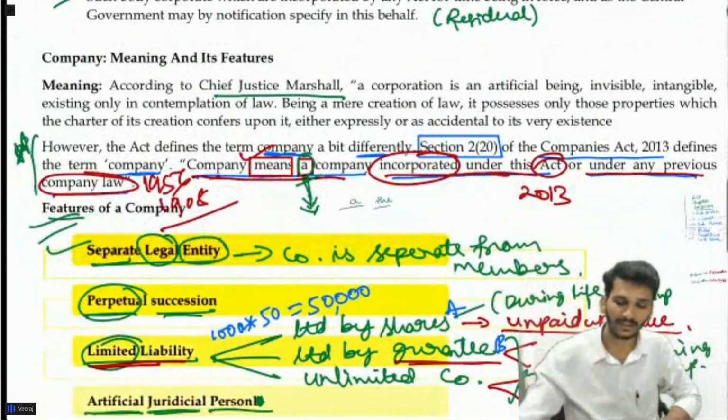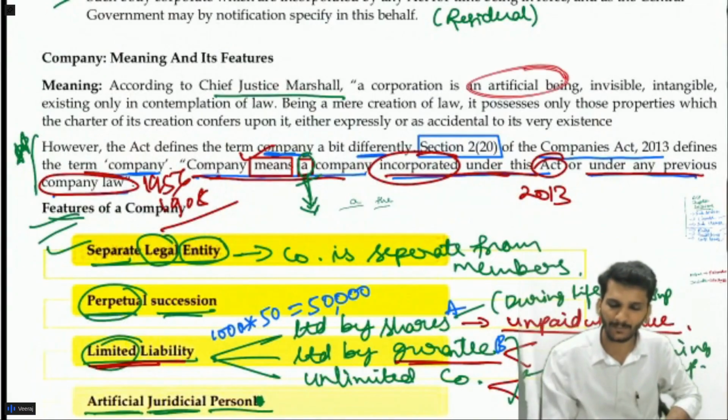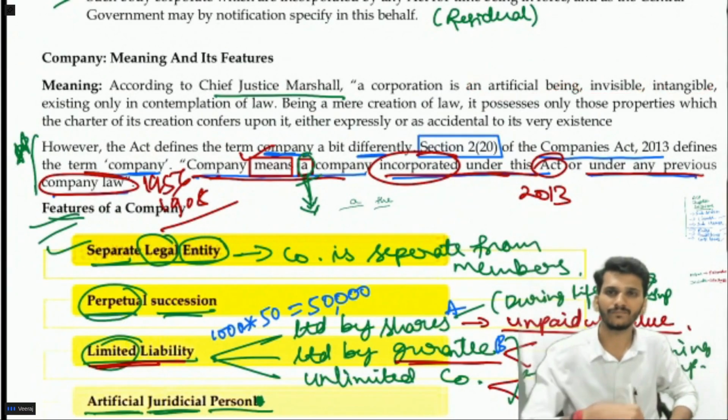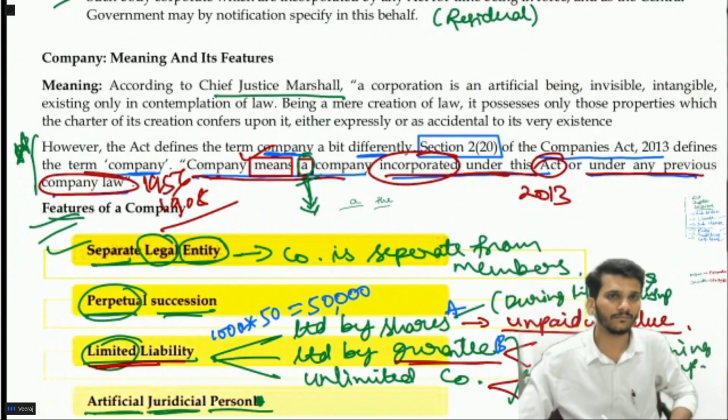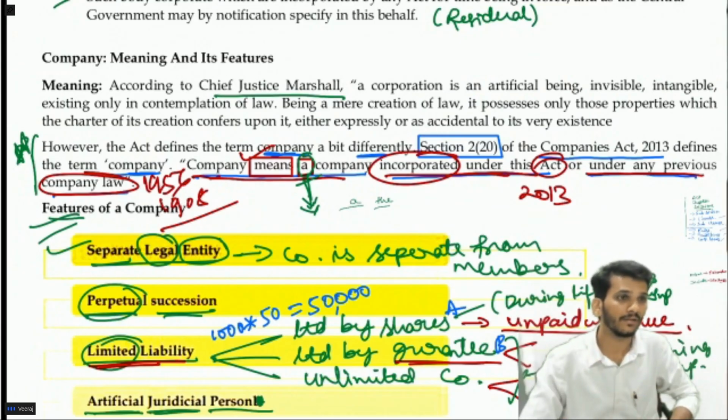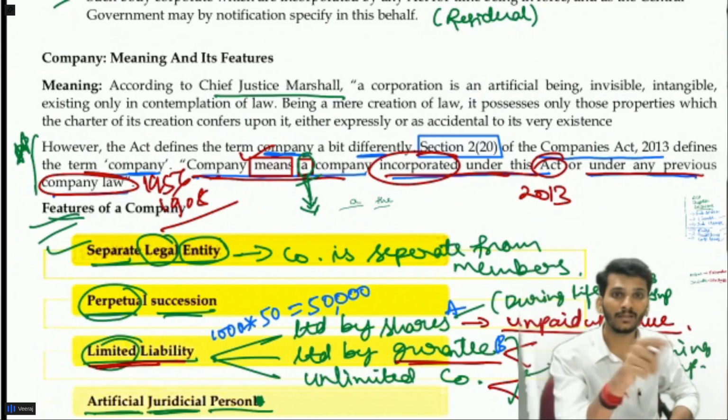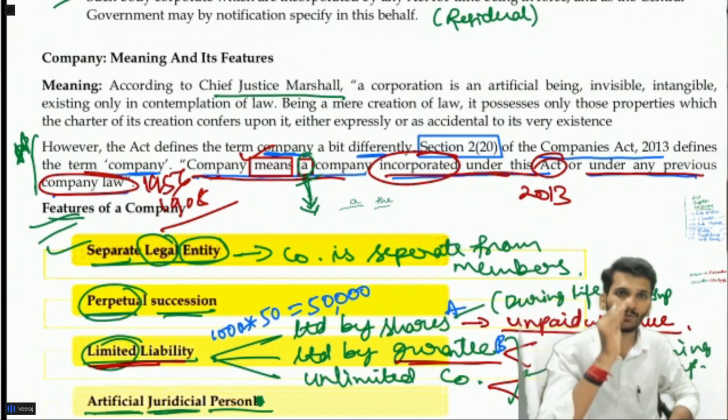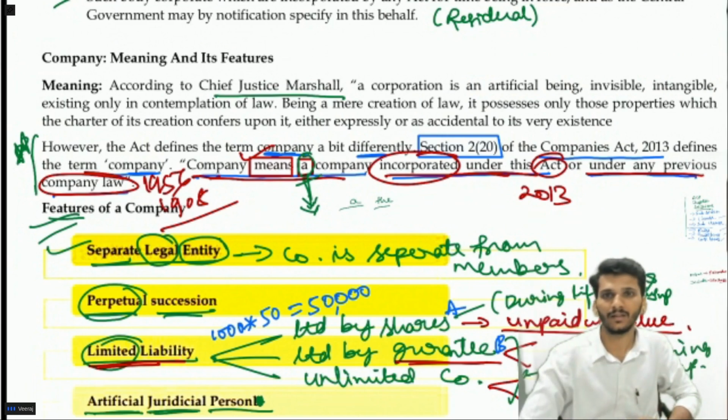If you look at Justice Marshall's definition, it is again an artificial being, invisible, intangible. What is invisible, intangible? See, when I say Lions company, or consider this a company. Can you touch a company? You can touch a building of the company, but you cannot touch the company because it exists only in the eyes of law. It is just a goodwill kind of thing. A company is always intangible, always invisible.